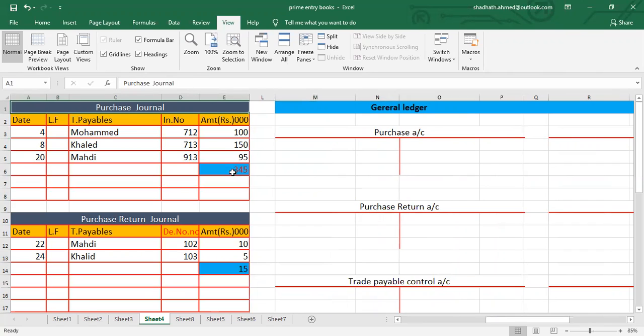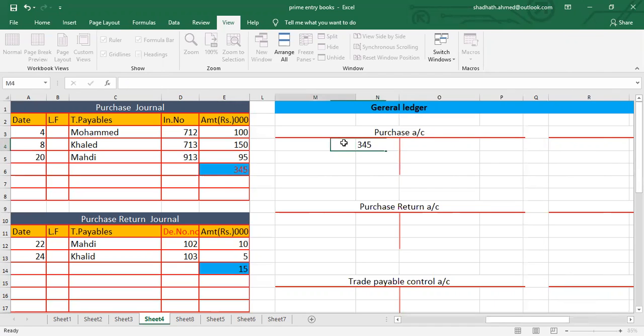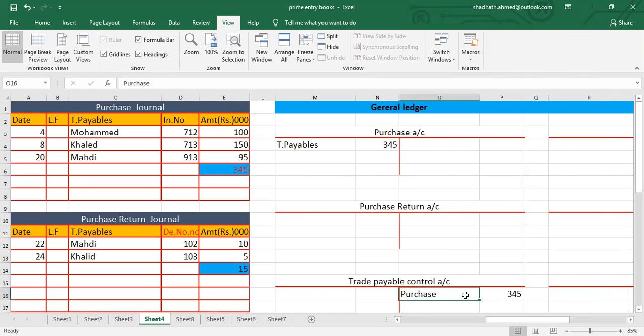Purchase journal total 345 goes to purchase account debit side. Purchase is an expense, so purchase account debit side. Trade payables goes to payables control account credit side. 345: purchase account debit, trade payables control account credit.